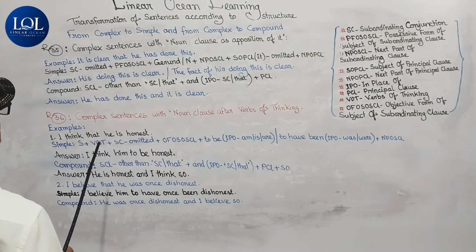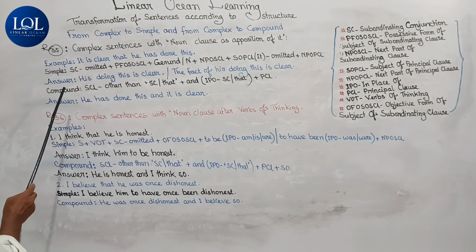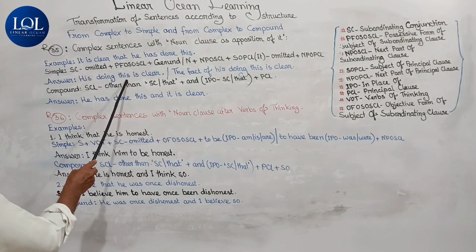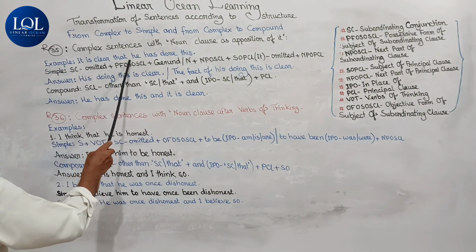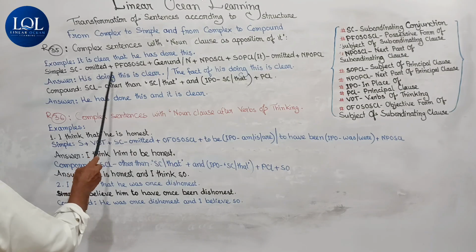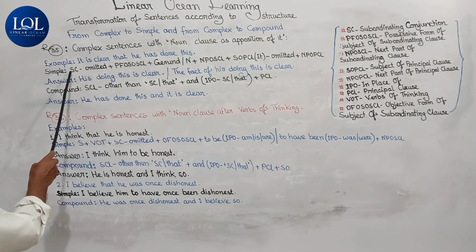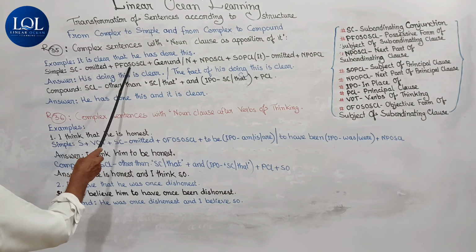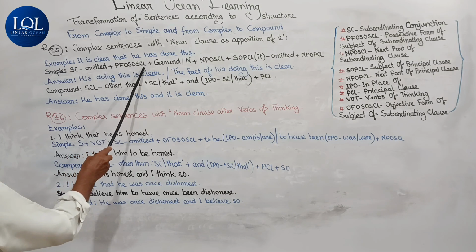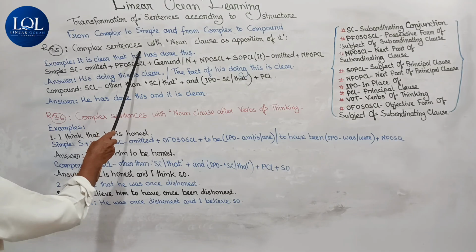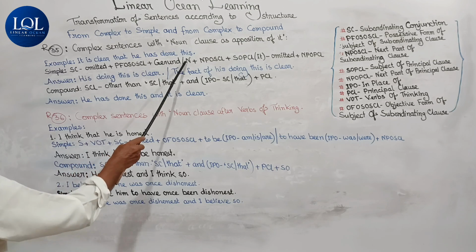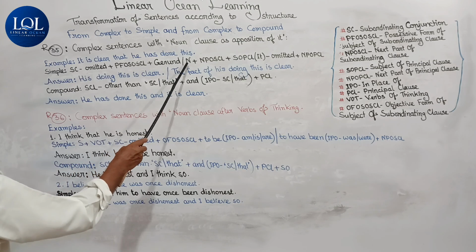Now let's get started. Here the subordinating clause is "that he has done this". Here "that" will be omitted, and that's what is written in the structure: subordinating conjunction omitted, then possessive form of subject of subordinating clause. Here the subject is "he" and its possessive form is "his". So "his" plus gerund or noun, that is verb-ing or noun.